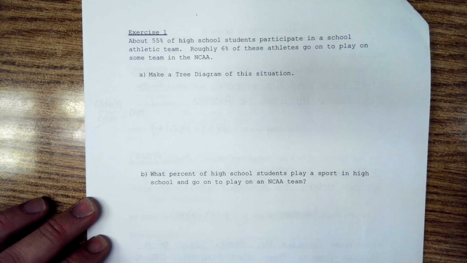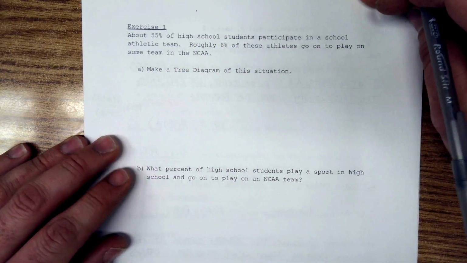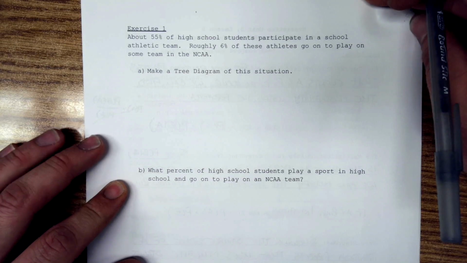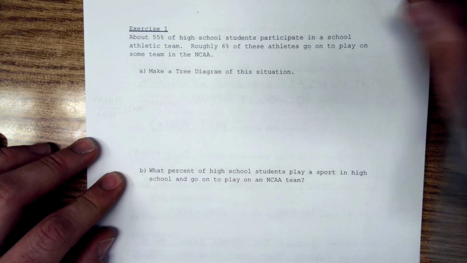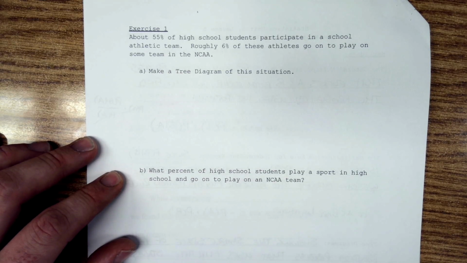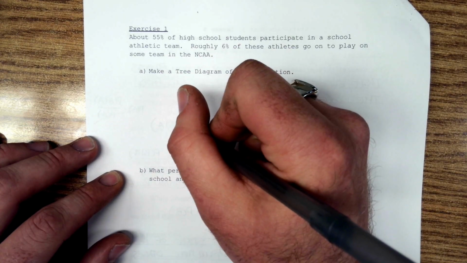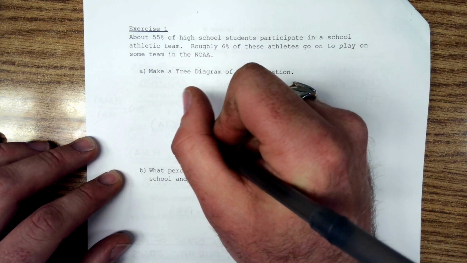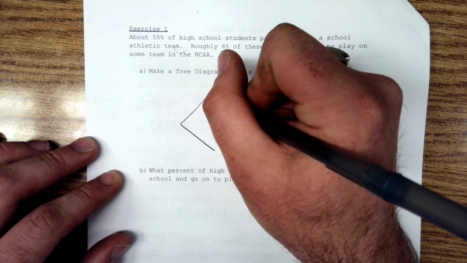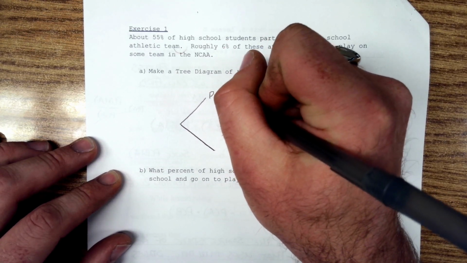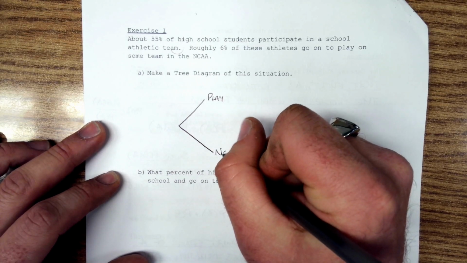So, example 1. About 55% of high school students regularly participate in a school athletic team, and roughly 6% of these go on to play on some team in the National College Athletics Association. So we need to make a tree diagram of the information that we have. So first, we are talking about people who play a sport versus people who have no sport.